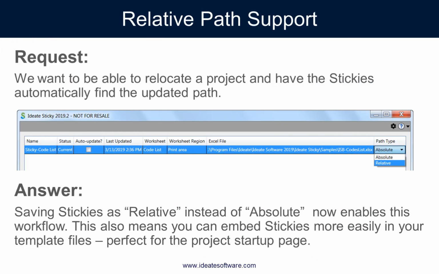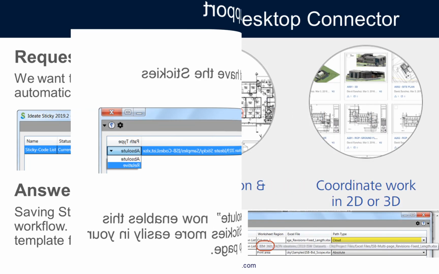An important improvement that we made to Sticky in November 2018 is support for relative file paths. This exciting change means you can easily pre-assign stickies to your template files and have them work as expected with project-specific Excel files that are copied to a project directory, saving you the headache of repathing.